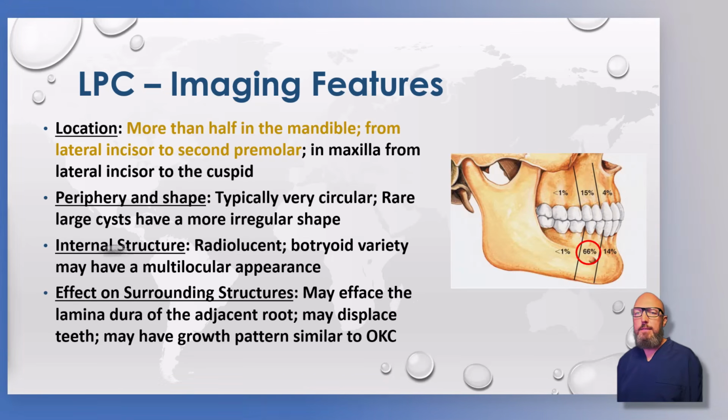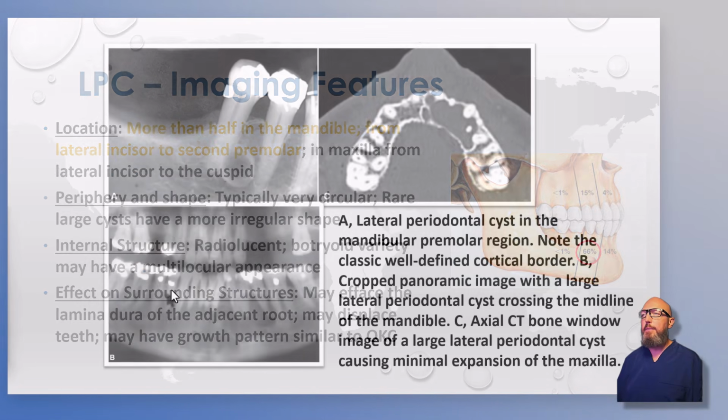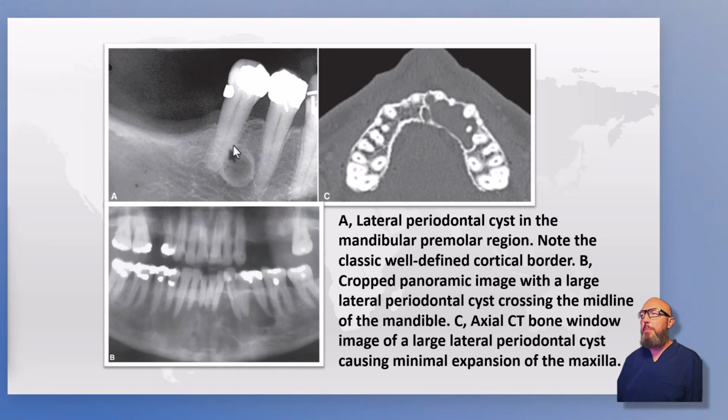In some cases, it can efface the lamina dura of an adjacent root, and then it can look just like a lateral periapical cyst or a lateral radicular cyst. So in that case, the vitality testing is going to do a lot to help you out. This is the typical location, the typical appearance. I said about 5 millimeters, very round, corticated, but sometimes they can grow more extensively.